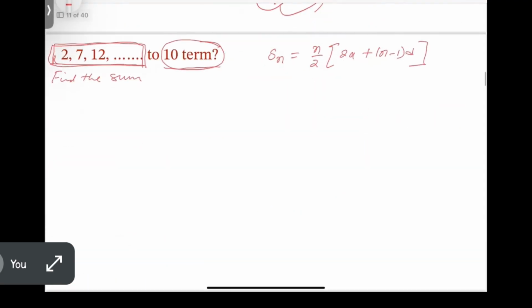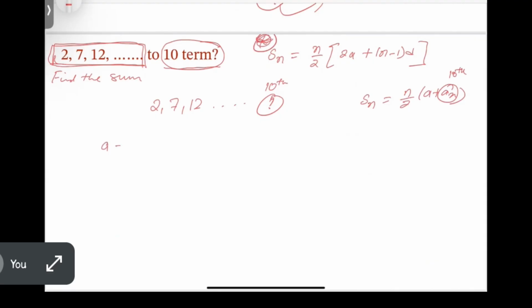Same thing here. We are asked to find the sum for the AP 2, 7, 12 and so on, till the 10th term. We don't know the 10th term here. If we knew the 10th term, I could easily use the formula n divided by 2 times (a plus an). But if you don't know the last term, we use this formula. So now let's start.